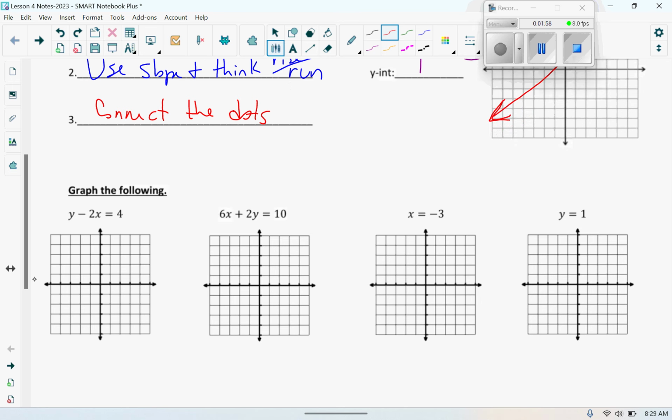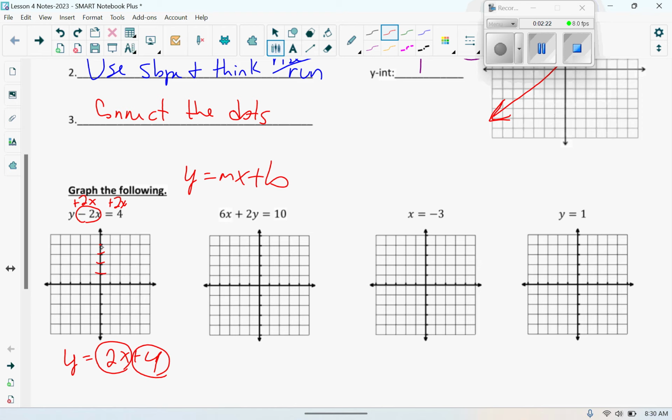And here's the thing, we need to get it in y equals mx plus b form first. So in this case, this negative 2x, I don't want that over there. So I'm going to add 2x, and I'm just going to clean it up. So I'm going to say y is equal to 2x plus 4. And again, I want to put this 2x in front of the 4 because I want it to be like mx plus b.